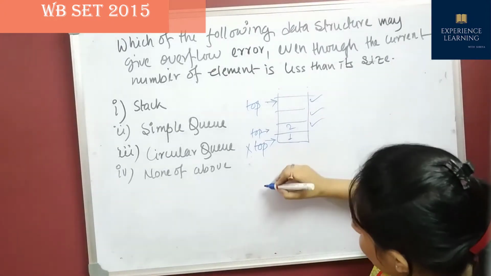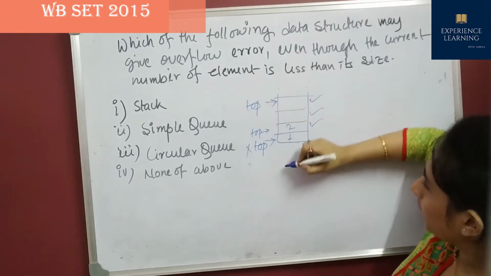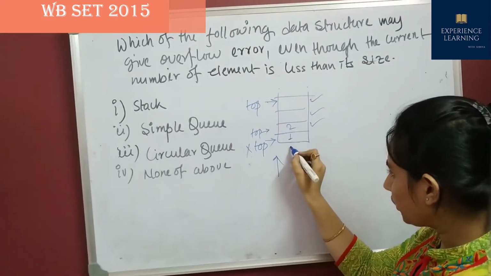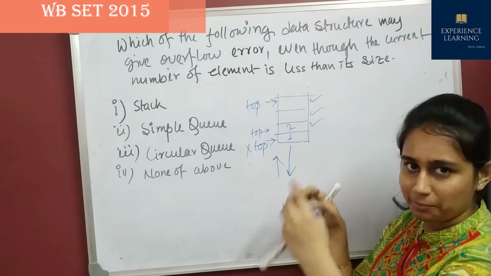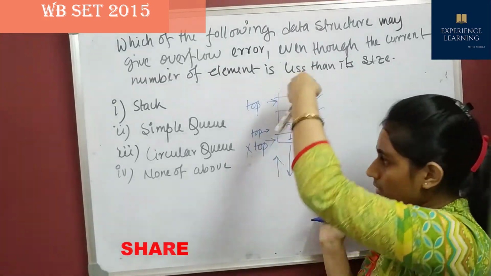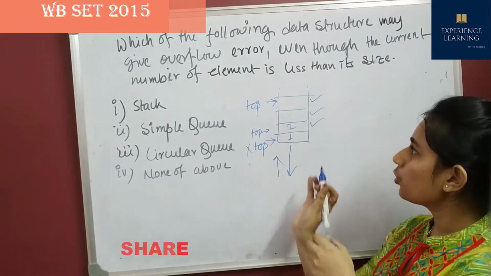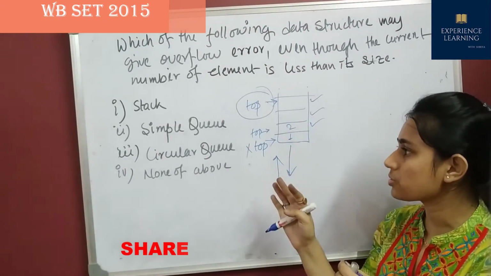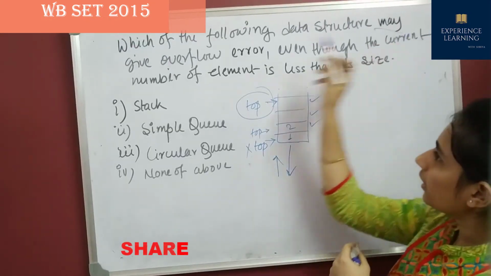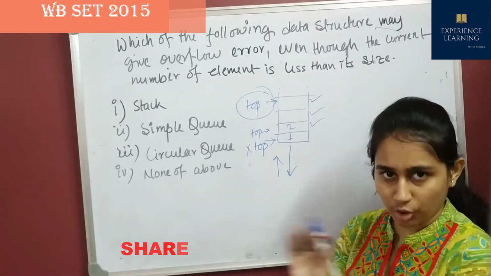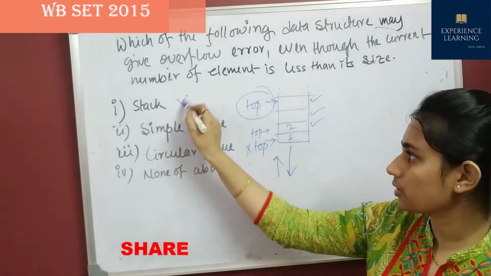So in case of stack, you can understand that it will be inserted in this way and deleted this way, in both directions through the same end, insertion here, deletion here. Only a single pointer is handling this, so there is no possibility of overflow when the number of elements is less than the size. So this option is cross.